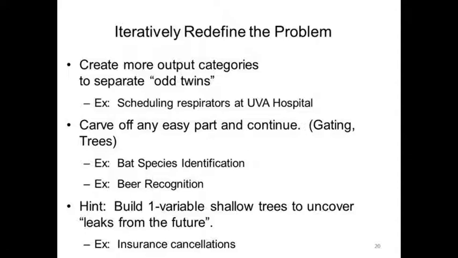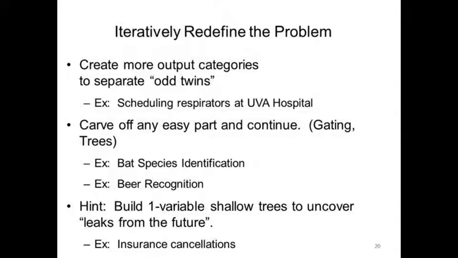But before we go to those examples, here's a hint that will help with some of these things: build a one-variable shallow tree to uncover either leaks from the future, if something works too well, or to uncover certain variables. And I can tell some horror stories around that. The Top 10 Data Mining Mistakes, which is chapter 20 of the first book and also available from our website at Elder Research, tells you all sorts of stories around these things.